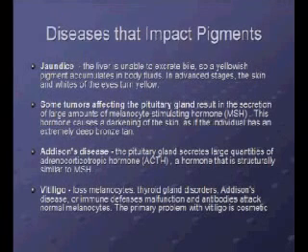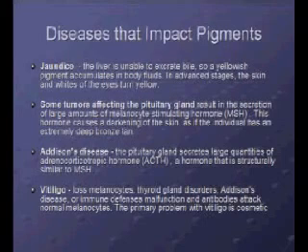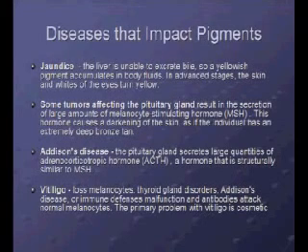Now, some tumors that affect the pituitary gland can also affect pigmentation. Again, it typically stimulates or affects the large amounts of melanocyte-stimulating hormone, or MSH. This hormone causes a darkening of the skin, as individuals have an extremely bronze tan. Another condition is referred to as Addison's disease. In Addison's disease, the pituitary gland secretes large quantities of adrenocorticotropic hormone, ACTH, a hormone that is structurally similar to melanocyte-stimulating hormone. These individuals will also get a change in pigmentation.